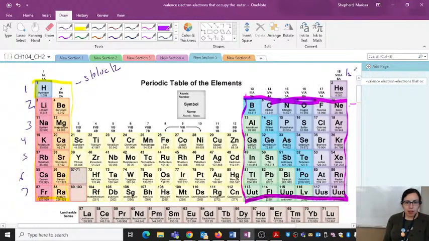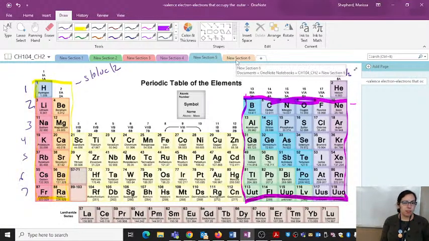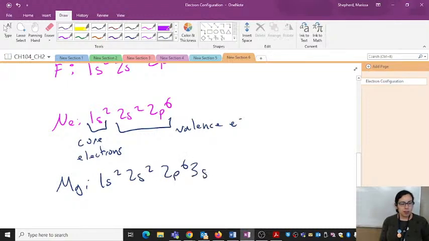All right, so we were at neon, so now we're back at row 3, so we can start with 3s1, 3s2 for magnesium. And now things are starting to get kind of lengthy with writing out these electron configurations. So we can write 1s2, 2s2, 2p6, 3s2 for magnesium.